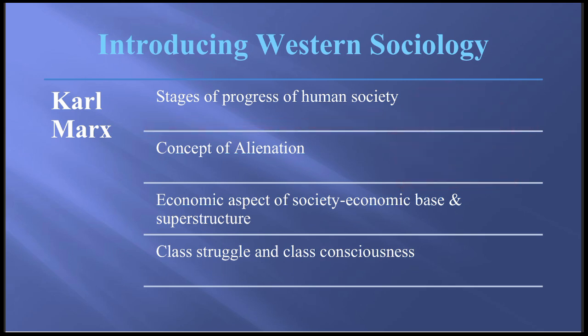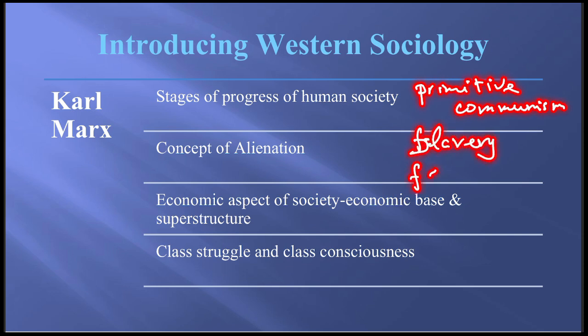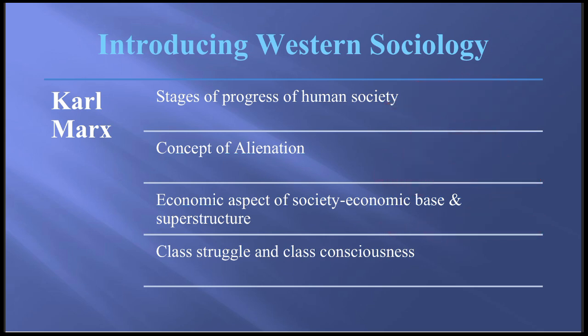So, according to Marx, the human society had progressed through various stages, starting from the primitive communism to slavery, feudalism, and capitalism, with the final stage being socialism. Now, note, we're still in the stage of capitalism, so here it's just important to know the stages through which the society passed. Now, let's look at Marx's concept of alienation.